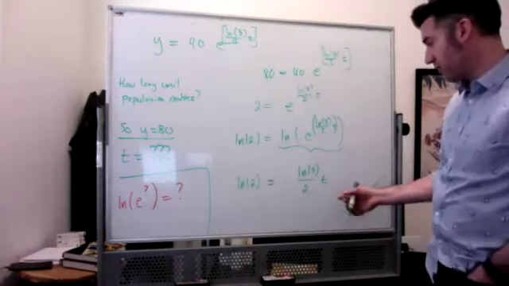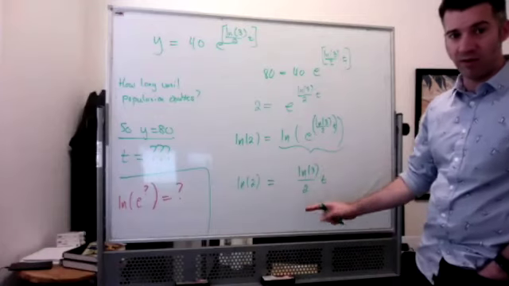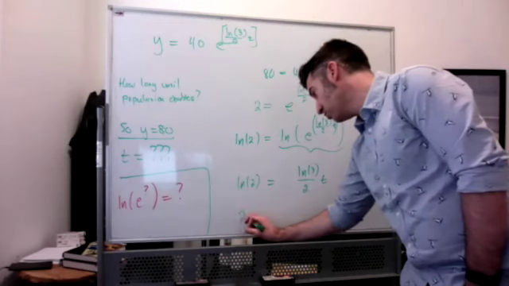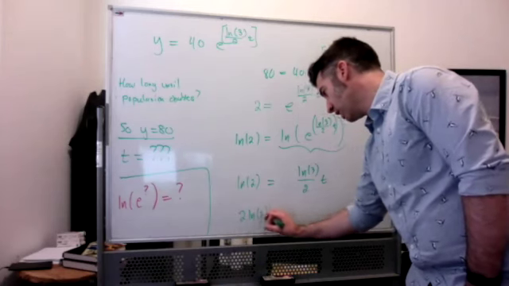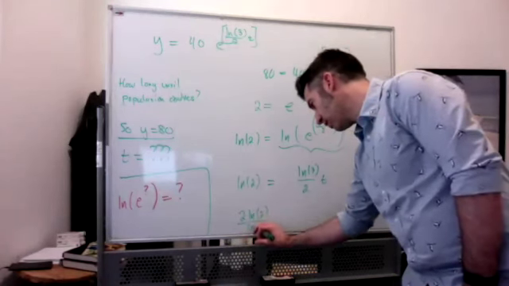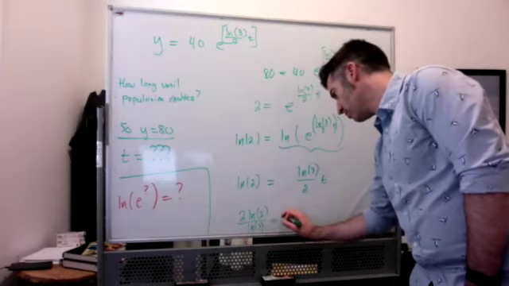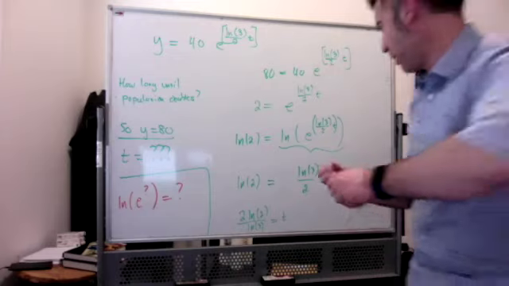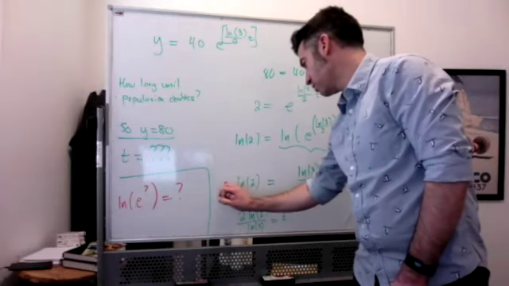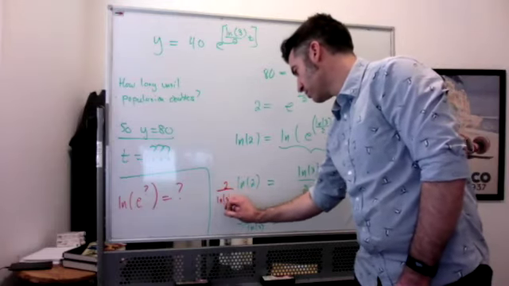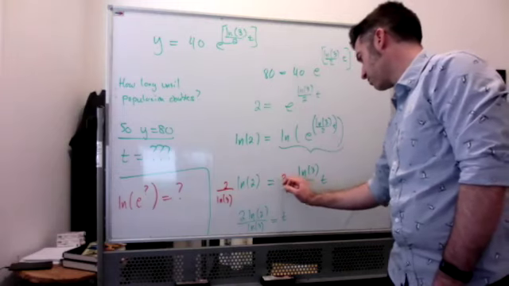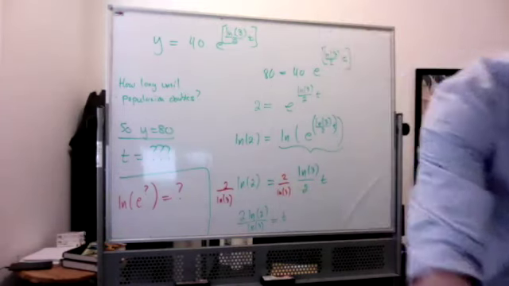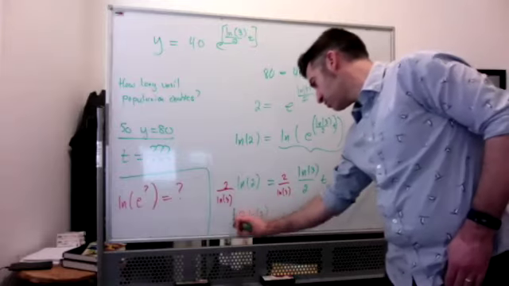The way I want to solve, I don't really want to divide by this. I'd rather multiply both sides by the reciprocal. So I'm going to multiply both sides by 2 and divide both sides by natural log of 3. All right, I multiplied both sides by 2 over natural log of 3. And that would be a perfectly fine answer.